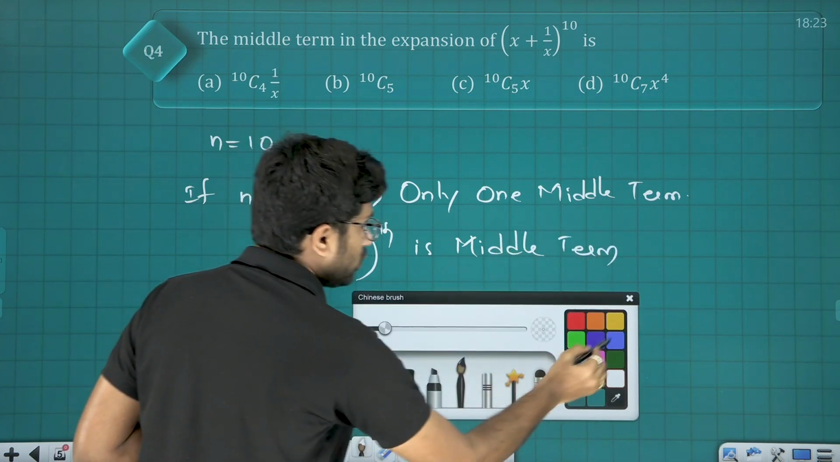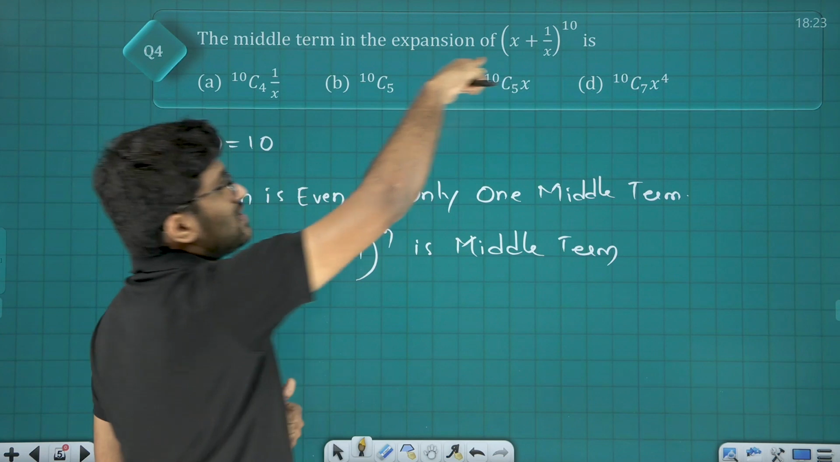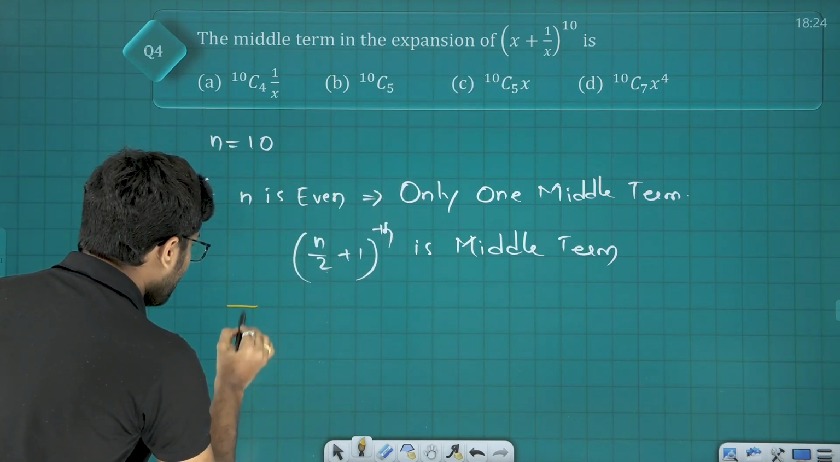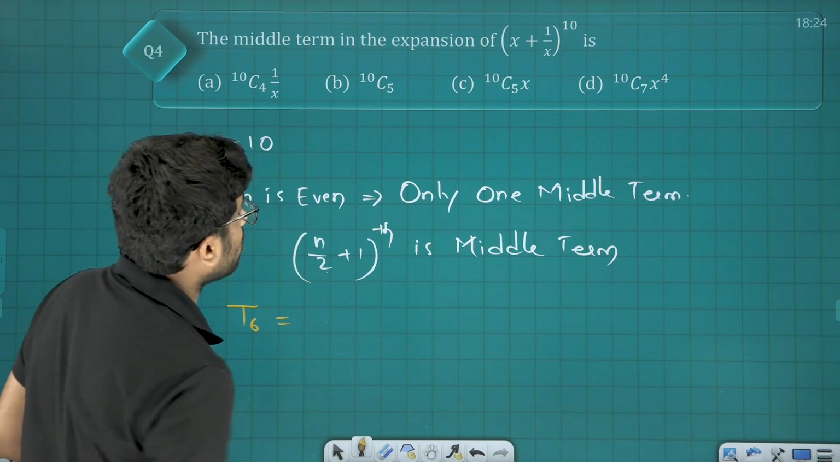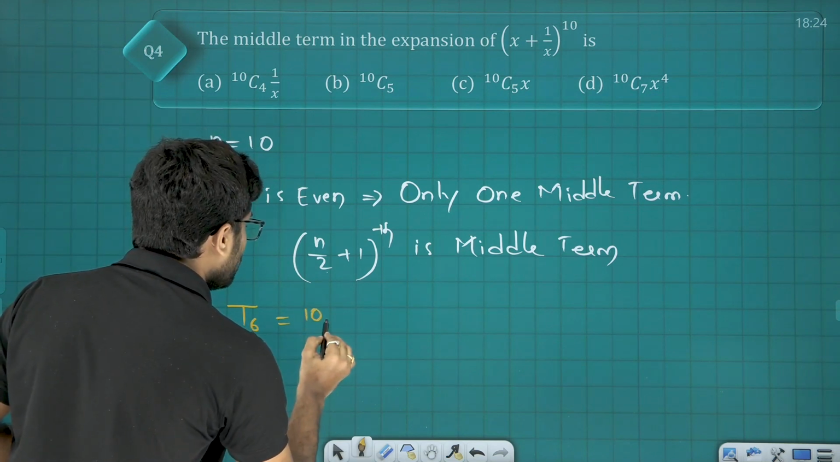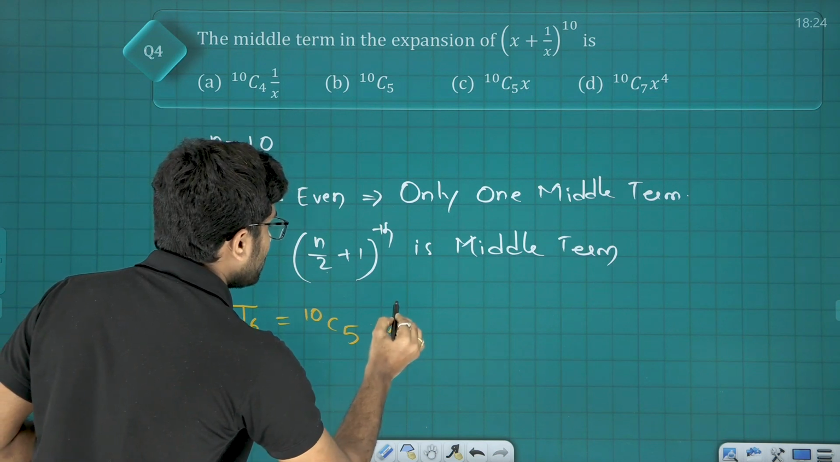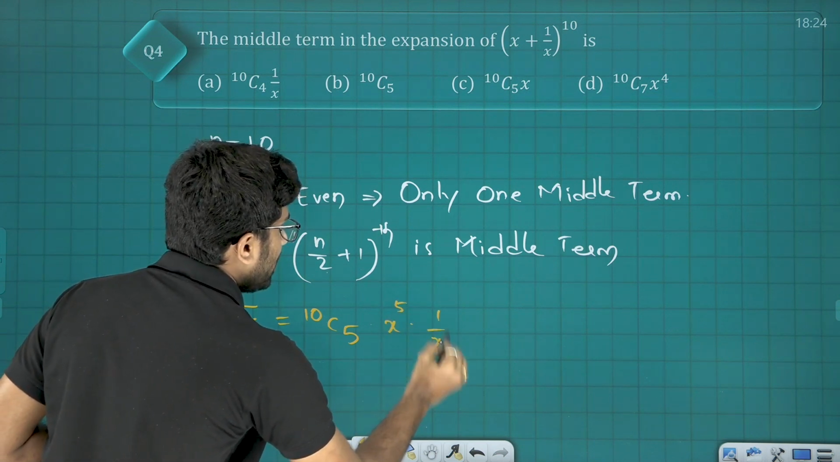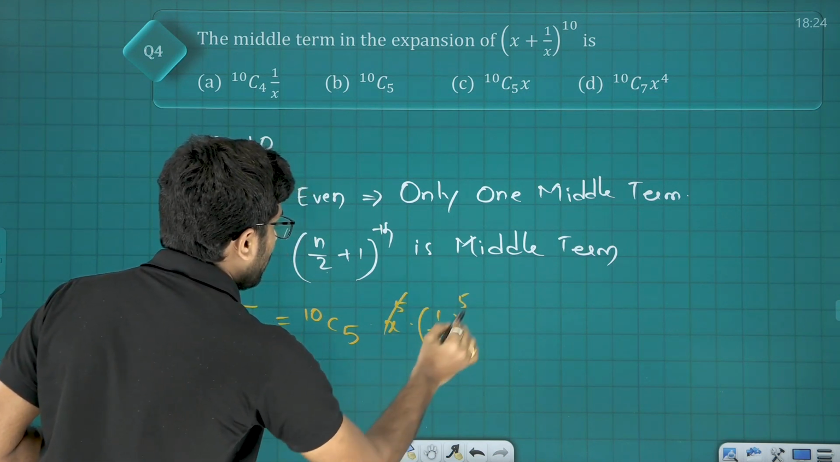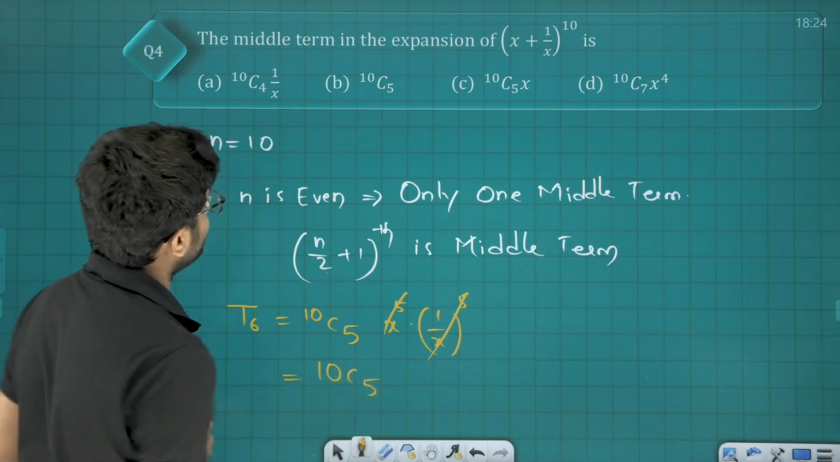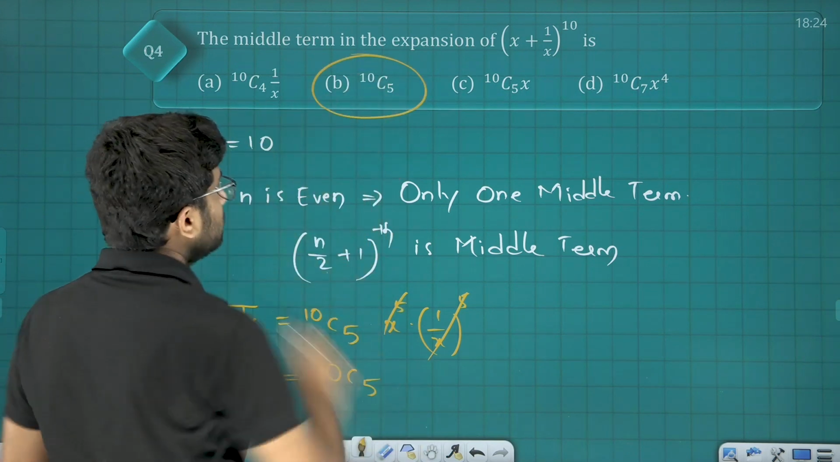So what is n by 2 plus 1th term? N is 10, 10 by 2 is 5, 5 plus 1. So the 6th term will be our middle term. Now T6 is equal to 10C5 into x power 10 minus 5 into (1 by x) whole power 5. X power 5 and 1 by x power 5 get cancelled. So the answer is 10C5, friends, which is option B.